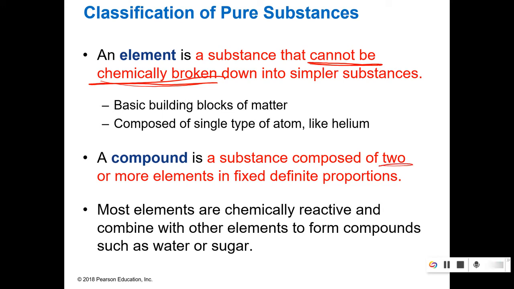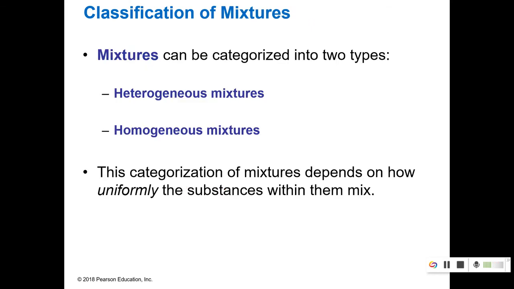A compound has 2 or more elements, but it's in those fixed proportions. That just means that something like water is always going to have 2 hydrogens and 1 oxygen. And something like glucose will always have 6 carbons, 12 hydrogens, and 6 oxygens. And if I change one of those numbers, it's no longer that compound, it's something else.